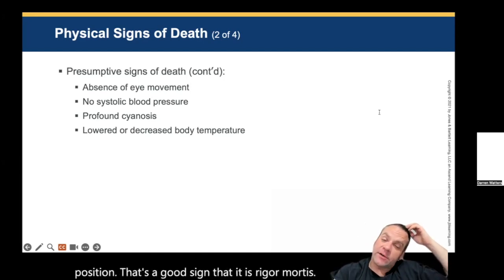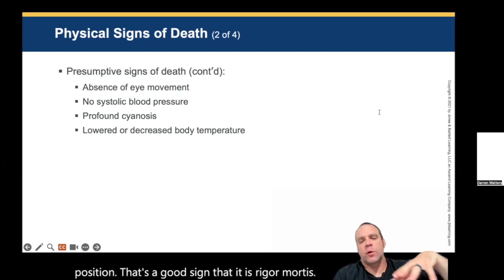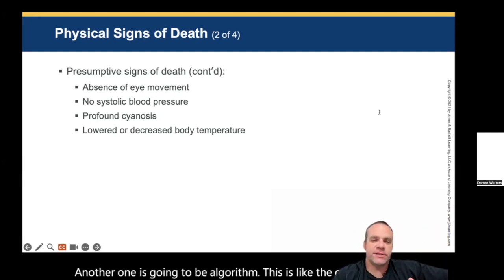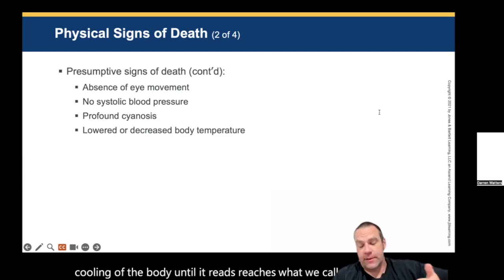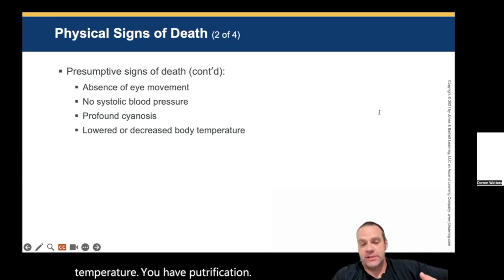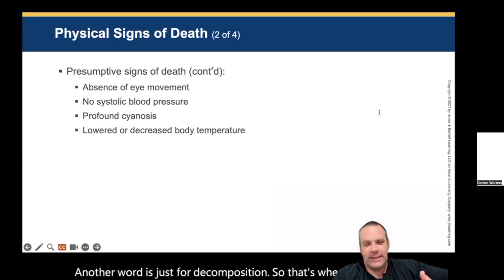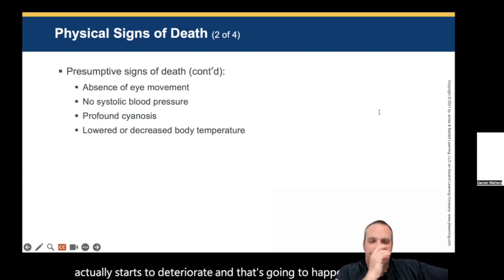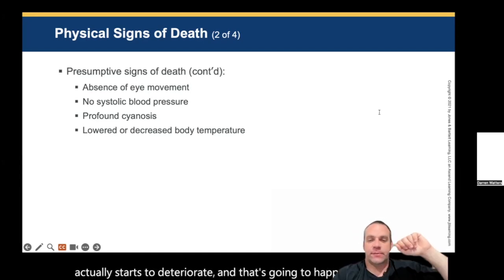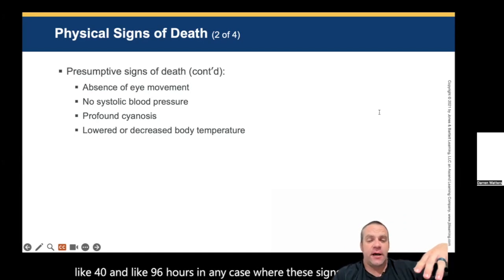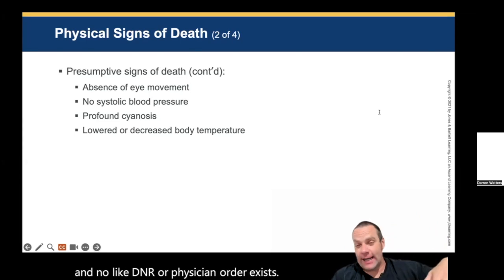Another one is going to be algor mortis. This is the overall cooling of the body until it reaches what we call ambient temperature. You have putrefaction, another word for decomposition. That's when the body actually starts to deteriorate, and that's going to happen between 40 and 96 hours. In any case where these signs are present and no DNR or physician order exists, you're still expected to not initiate CPR because they're obvious signs of death.